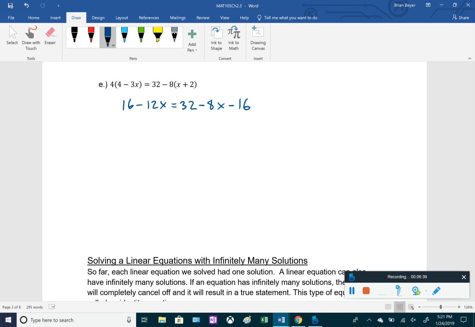So now we need to combine like terms on the right-hand side. So I'm not doing anything to the left. 32 minus 16 is 16.